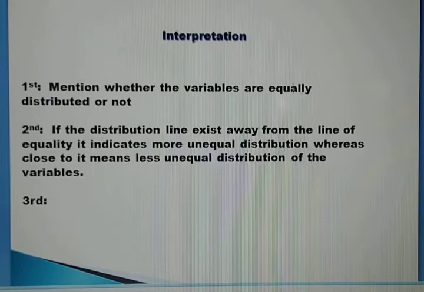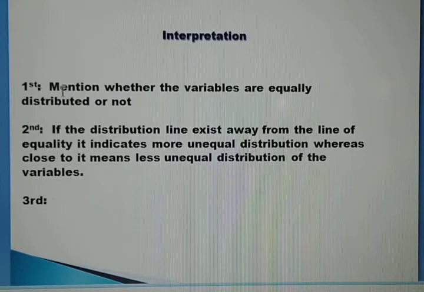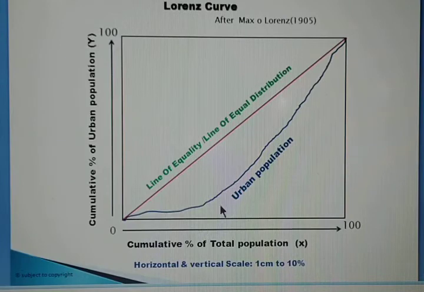So now finally I'm showing you how to interpret this Lorenz curve. So here first you should mention whether the variables are equally distributed or not. You can see that these urban populations are not distributed equally because the curve is apart from this line of equality or line of equal distribution. That means this gap or this distance represents the inequality, okay. So here this gap or this zone actually represents the unequal zone or unequal distribution zone, okay.